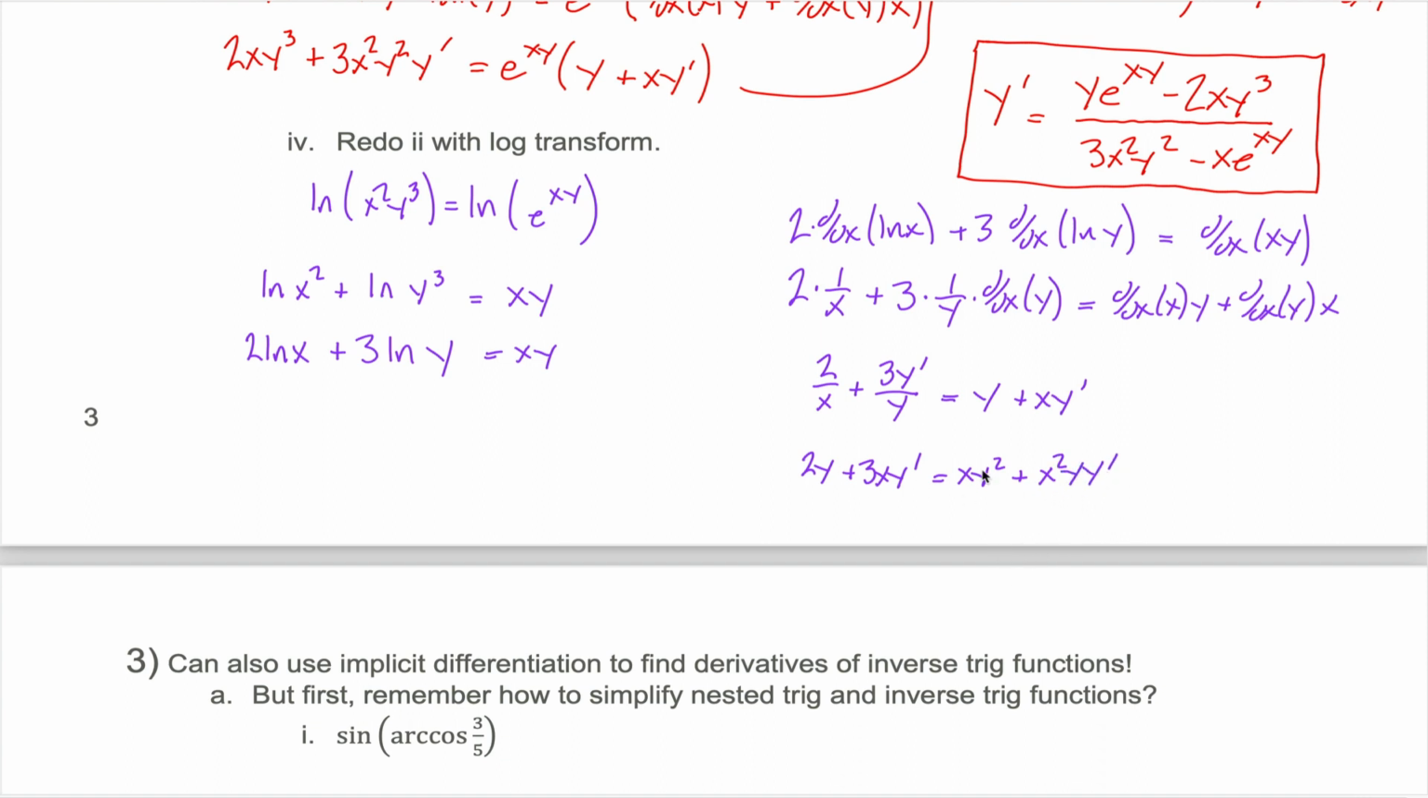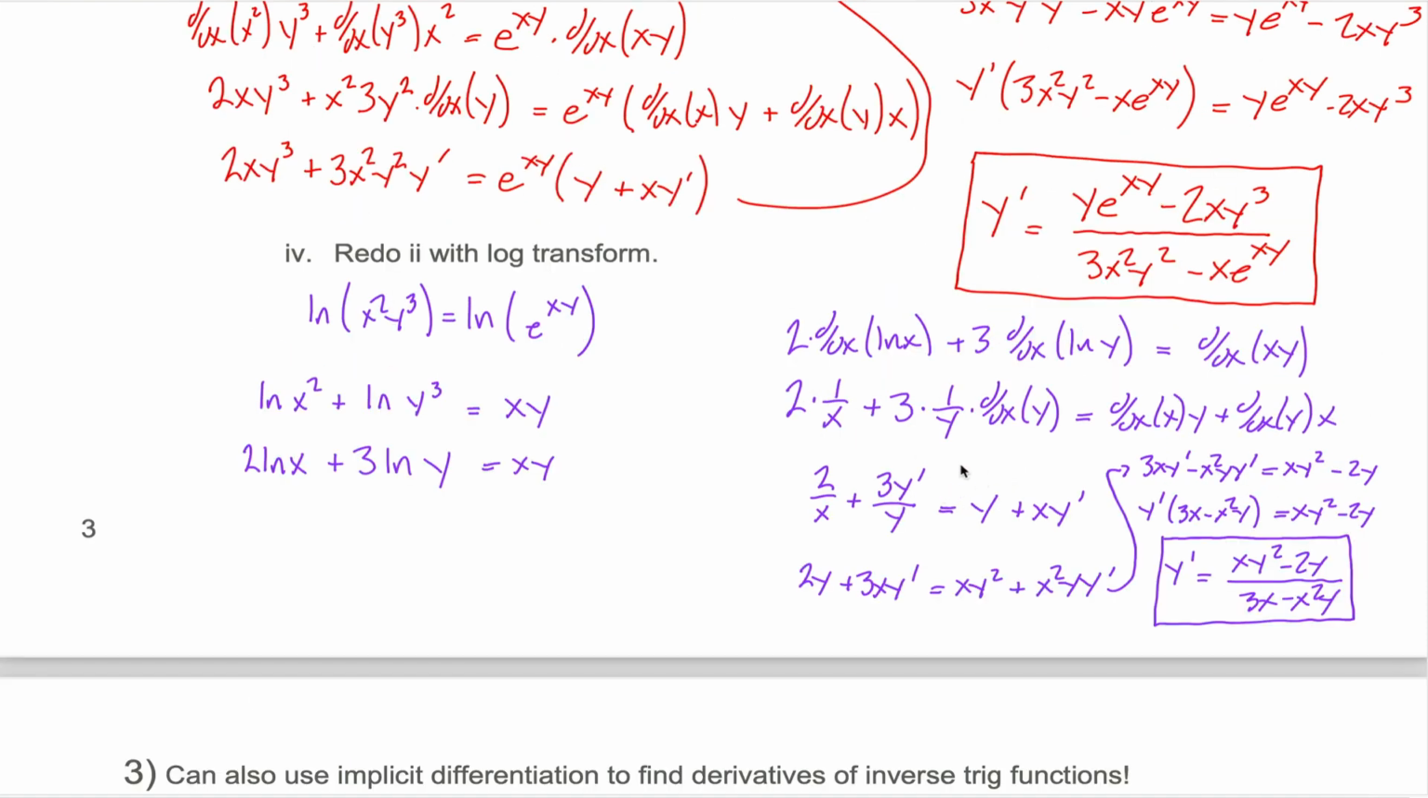That's kind of an optional step. You didn't have to do that, but the nice thing about what I have now is it doesn't have any fractions, so that'll make it a little bit easier to collect all the terms with y primes in them on one side. On the left, I'd end up with 3xy prime minus x squared y prime. And on the right, I'd end up with xy squared minus 2y. Factoring out a y prime from the stuff on the left leaves me with 3x minus x squared y. And when I divide both sides of the equation by that stuff in the parentheses, I get y prime equals xy squared minus 2y divided by 3x minus x squared y.